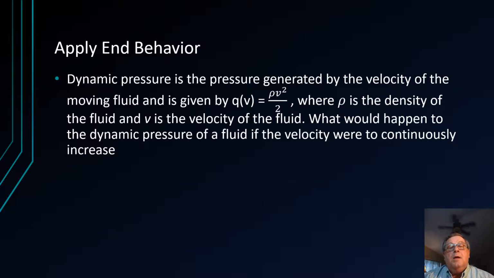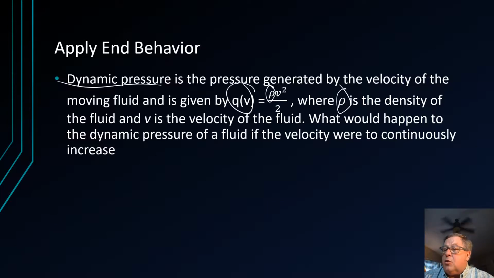maybe not too hard. It says that dynamic pressure is the pressure generated by the velocity of a moving fluid and is given by this formula, Q of V. Q of V is going to be dynamic pressure, and that's equal to the density, which is designated, this looks like a P, but actually in the physics world, this is the lowercase Greek letter rho, is the density of the fluid, and V squared is the velocity of the fluid.